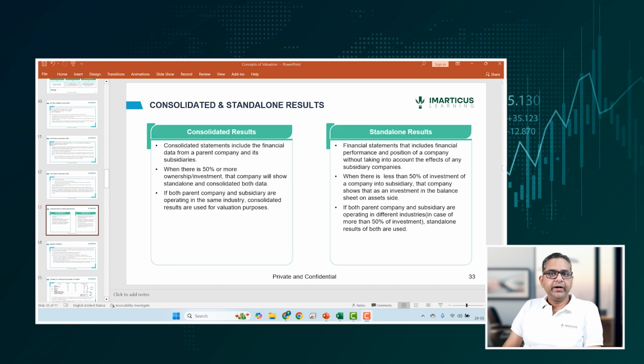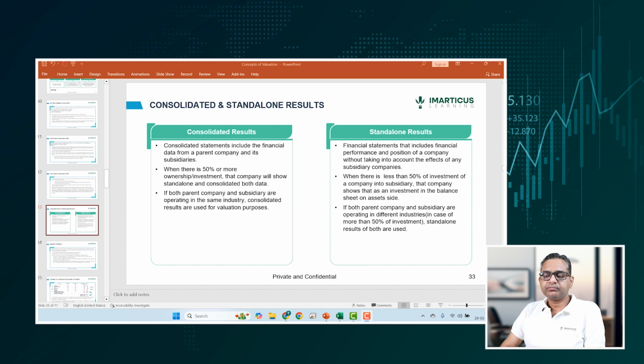Next, we will look at consolidated and standalone results. So companies which have invested in other companies and have more than 50% stake in them will present both their consolidated results and standalone results. Consolidated statements include the financial data from a parent company and its subsidiaries. When there is 50% or more ownership or investment, that company will show both standalone and consolidated data. If both parent company and subsidiary are operating in the same industry, consolidated results are used for valuation purposes.